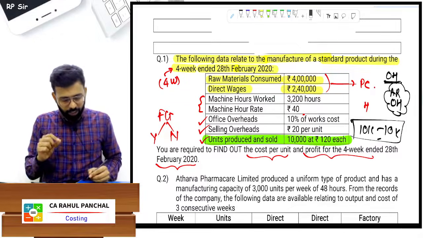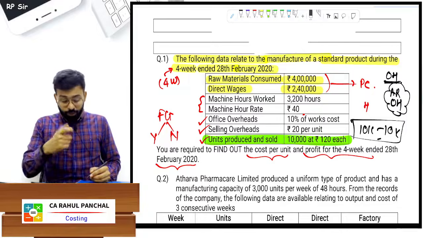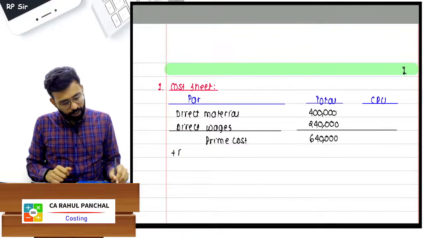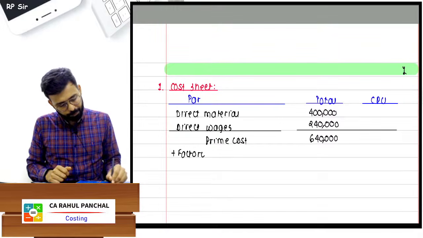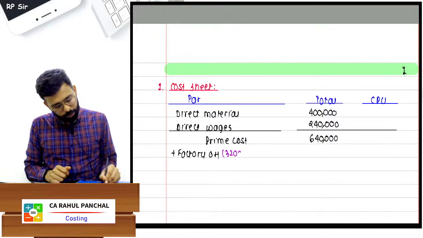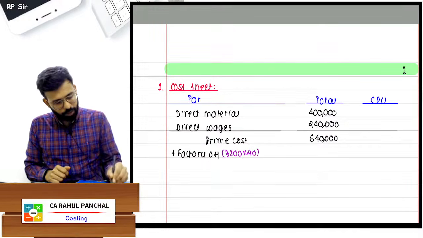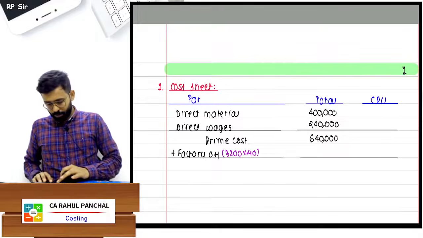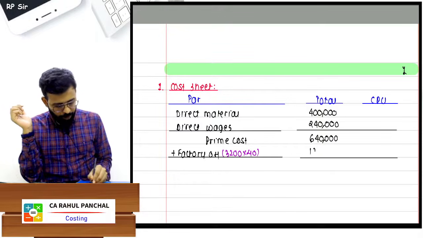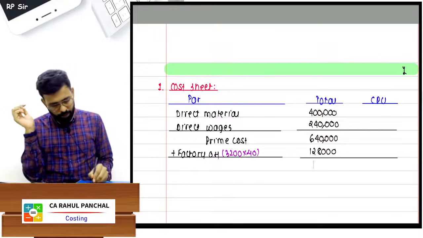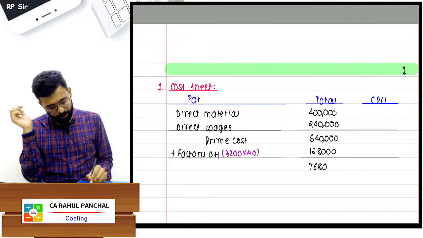Okay, so machine hour rate 3,000, we work for 3,200 hours, every hour we incur 40 rupees as overhead. So add factory overhead. We are working for 3,200 hours, every hour you incur 40 rupees. So once you add that, it will be 1,28,000 plus 6,40,000, that becomes 7,68,000.